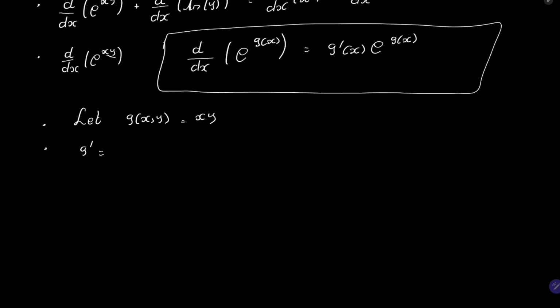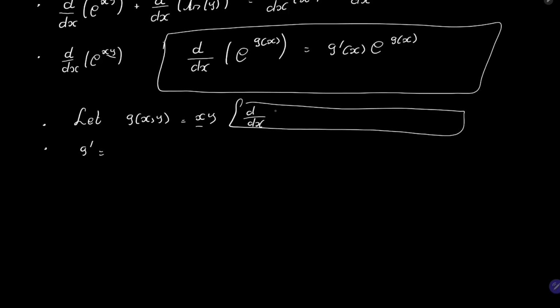G prime then, which first of all, in order to calculate g prime, the first thing we observe is that this is a function, the product of two functions. So in order to find its differentiation, we need to use the product rule. So what does this product rule state? It says that the derivative with respect to x of a function, let's say uv, is equal to u dv plus v du. So what is our u and what is our v?